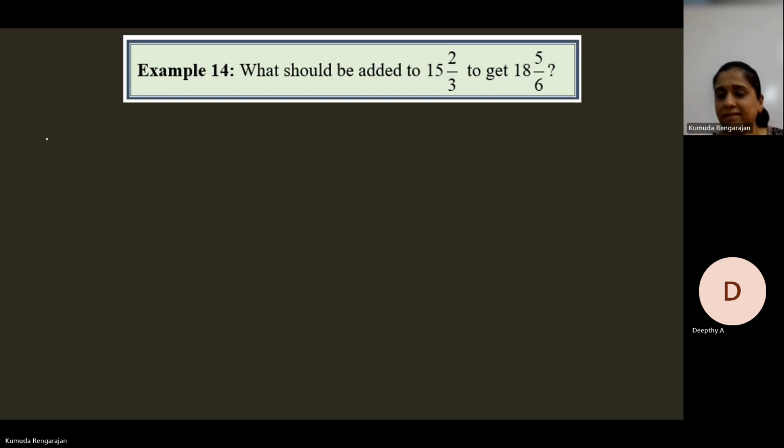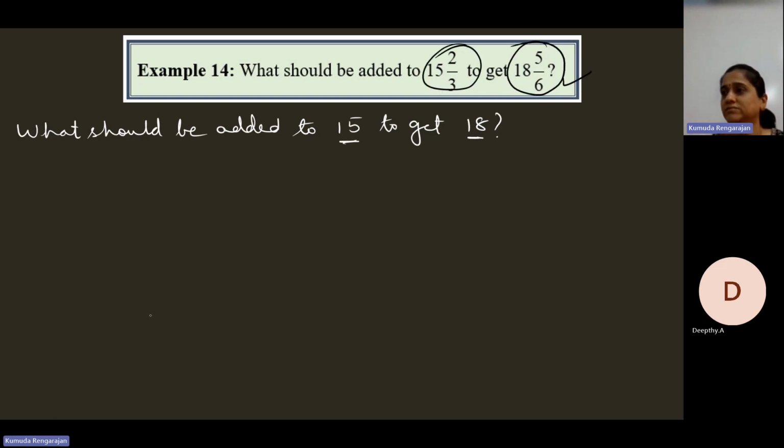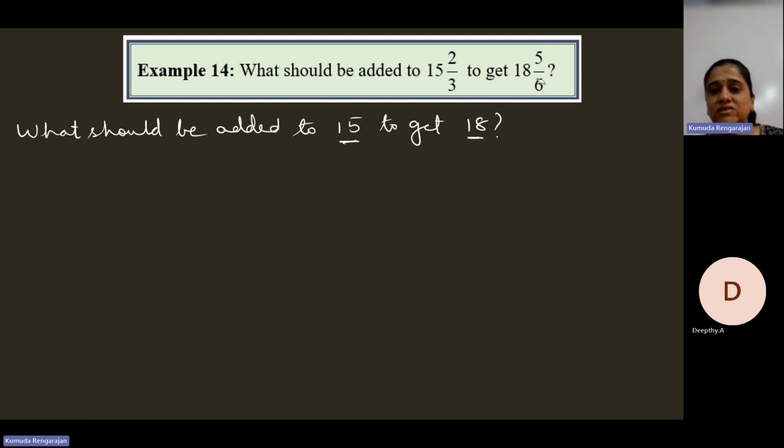Should I repeat? See, if the question is what should be added to 15 to get 18, we all know the answer is 3. How do you get that number 3 using the numbers given in the question? You need to subtract. Which one should you write first? 18 first and then 15. So the given question is similar to this, right? So in this question, you should write this one first and then this one and subtract. We are just talking about the order because it's subtraction.